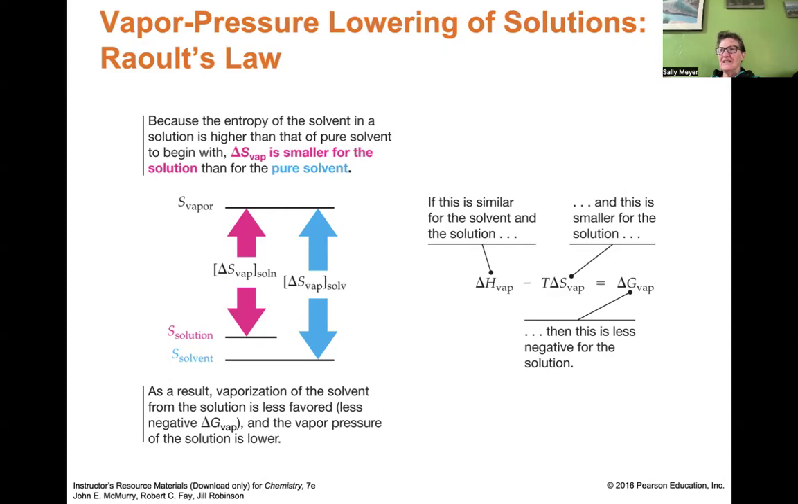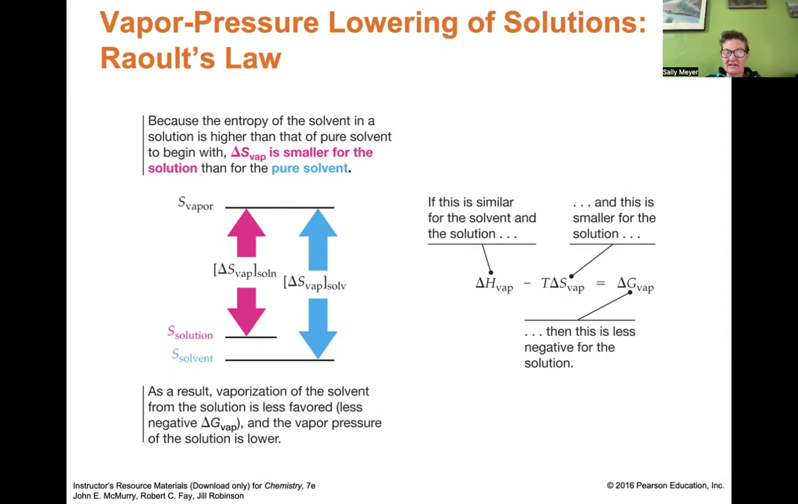What that's really saying is if you have a solution and it's not very concentrated, the solvent is pretty much in the same environment, whether it has a little bit of sodium chloride in it or not. So we're assuming that the delta H of vaporization for the solvent and the solution are the same, but the delta S is different. If delta S is more positive, it's going to be more likely to vaporize. The pure solvent has less entropy than the solvent when it's in a solution.